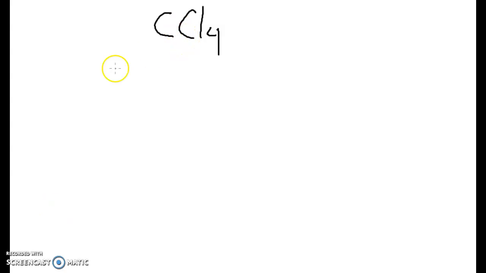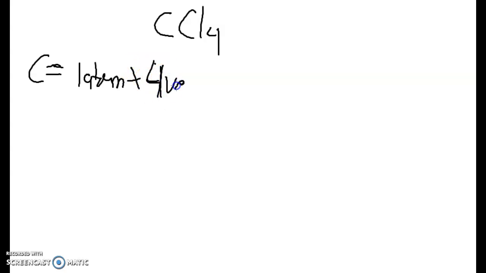Okay, I have CCl4. So my first step is to calculate how many total valence electrons. So carbon, I only have one. I know this because there's no subscript next to it, so it just means one atom. And carbon is in group 14, so it has 4 valence electrons. 1 times 4 is 4.